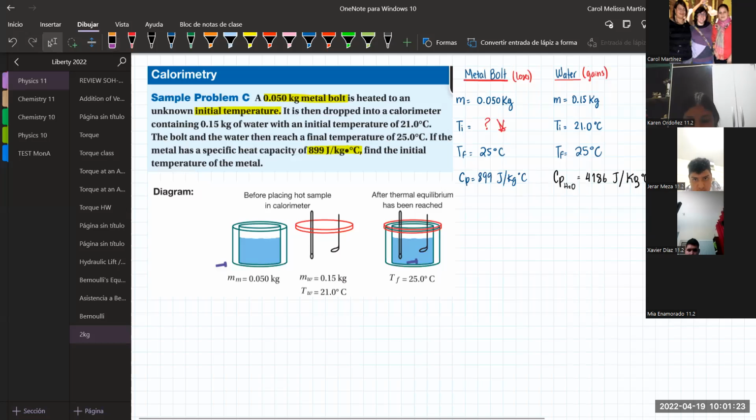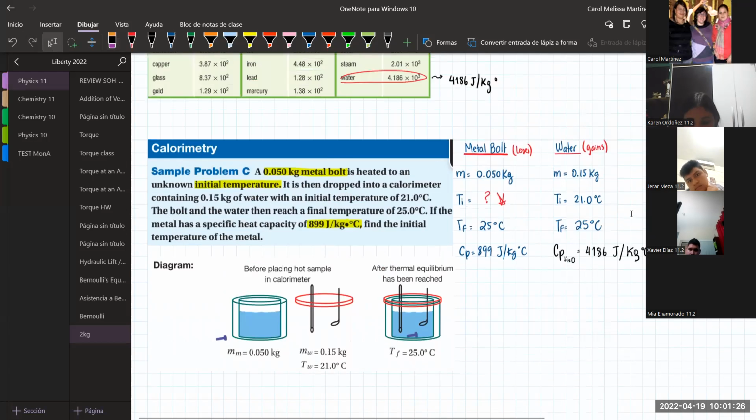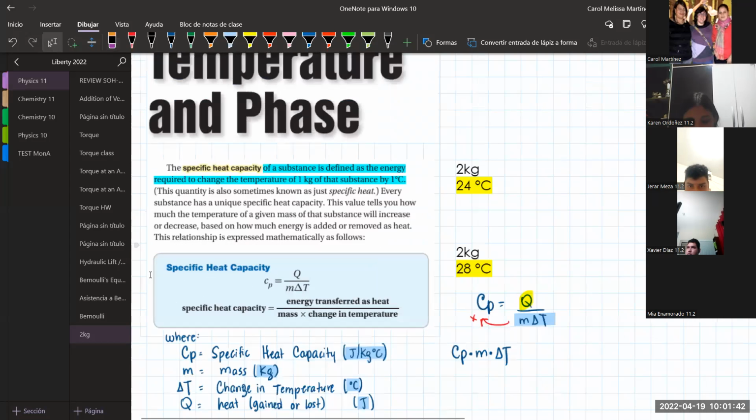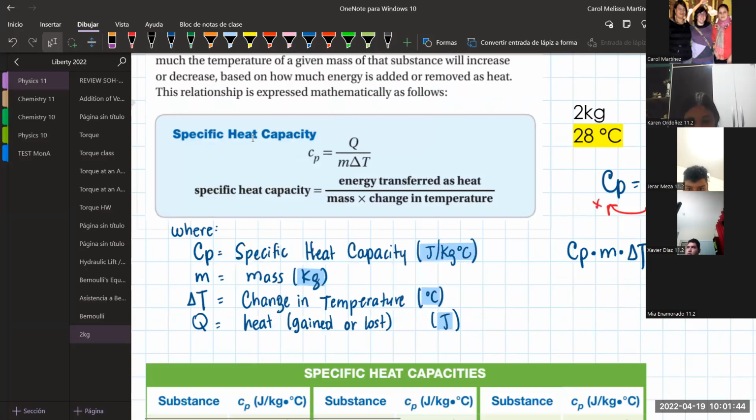In calorimetry, as I was telling you yesterday, it is about the energy that is necessary to raise the temperature of a substance by 1 degree Celsius. In calorimetry, we're going to be using the formula for specific heat capacity, which is this one. Specific heat capacity is equal to heat or energy divided by the mass and divided by the change in temperature. In this case, the temperature must be in Celsius.